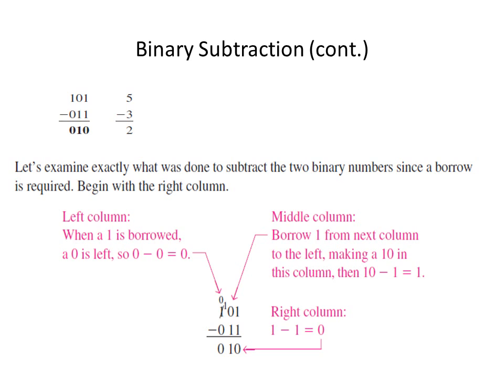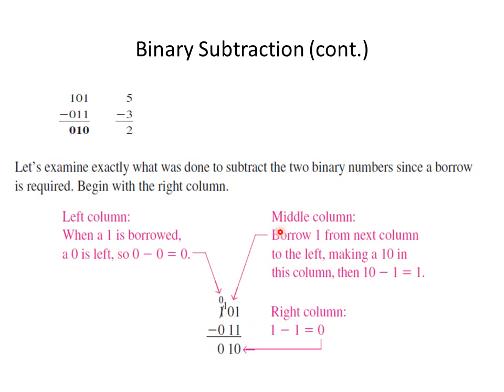Let us take an example of binary subtraction. Here 101 minus 011, that is 5 minus 3, is equal to 2. Now using the principle, in the right column it is 1 and 1, so 1 minus 1 is 0, written here.